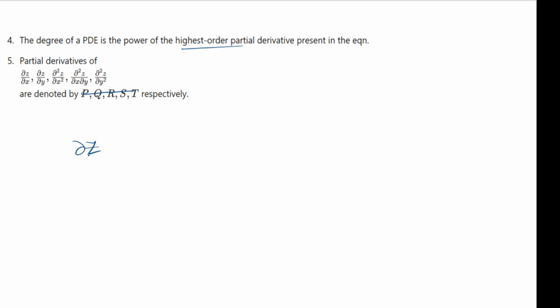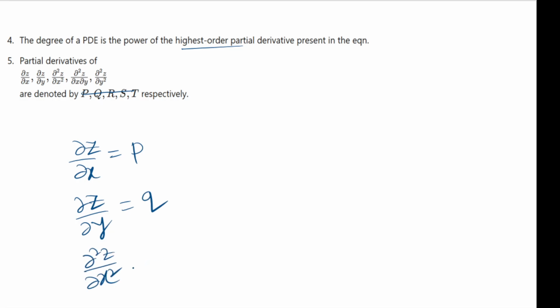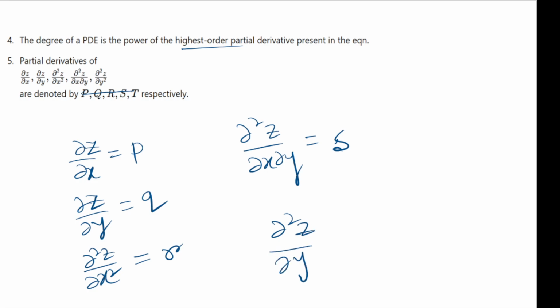So dz/dx is going to be represented with p. dz/dy can be represented with q. Then d²z/dx² is going to be r. After that you have d²z/dx dy, which is going to be equal to s, small s, and d²z/dy² can be represented with t as well.